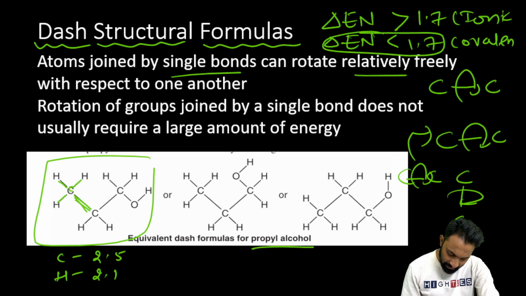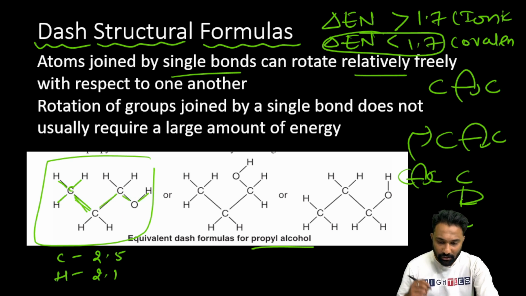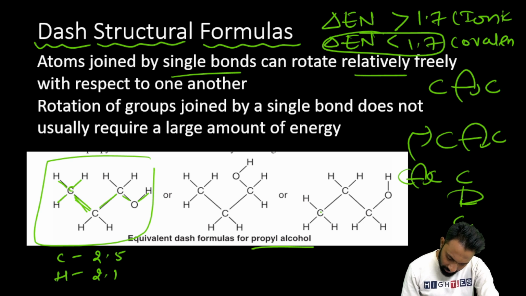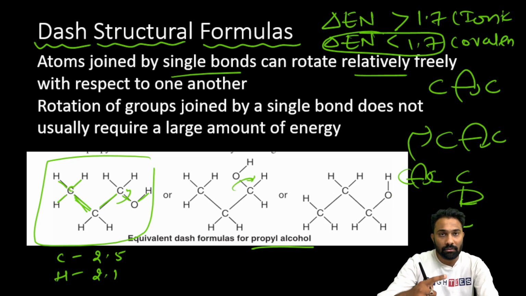Now you see, we can write in this manner, in this manner, in this manner. Now what I did, I rotated the sigma bond. When I rotated, now OH has come here. Again, if I rotate here, it can be written. So the single bond between carbon and carbon can be easily rotated. So in any manner we can write the molecule.